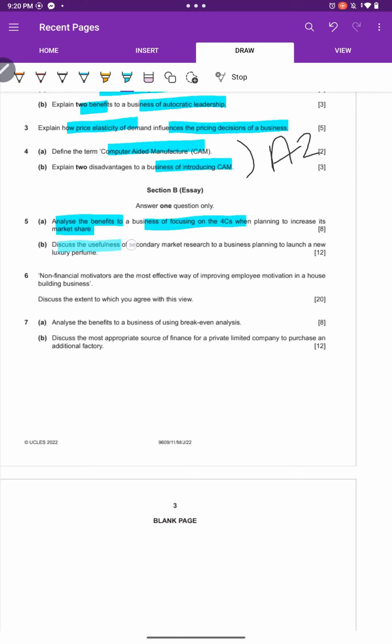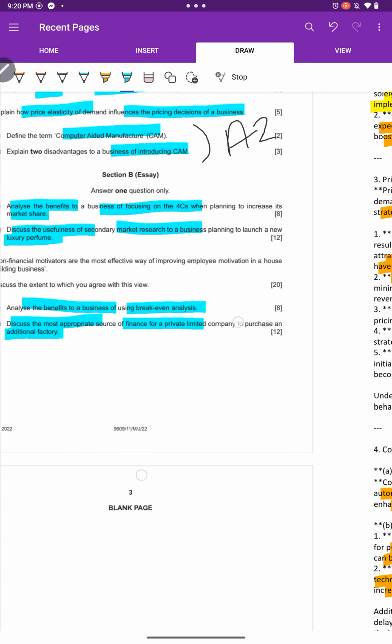The B part is, discuss the usefulness of secondary market research to a business planning to launch a new luxury perfume. The seventh question is, analyze the benefits to a business of using break-even analysis. The B part is, discuss the most appropriate source of finance for a viable company to purchase an additional factory.